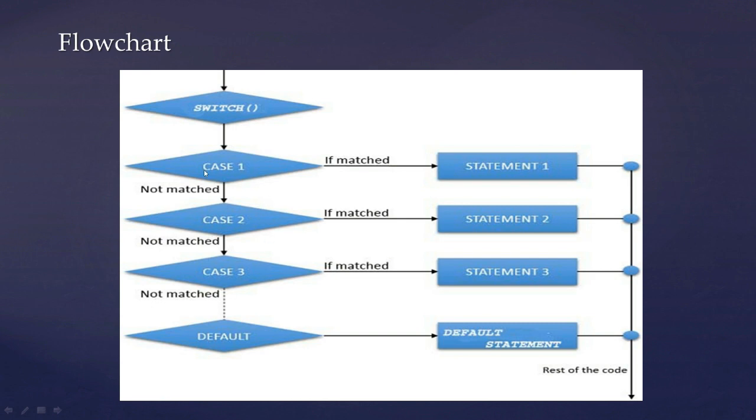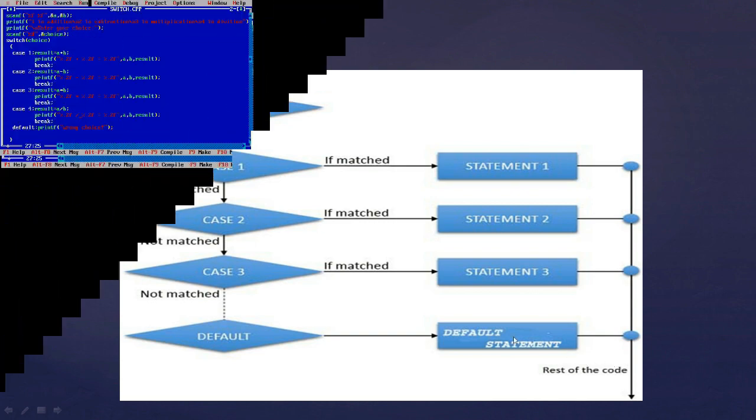If none of the cases are matched, then the default statement will run and the rest of the code is executed. It may feel a little ambiguous if you see the flowchart and read the theory, but when we see the compiler, it will be much easier. Now we shall make a program of a simple calculator using switch case. So now let's see the compiler.